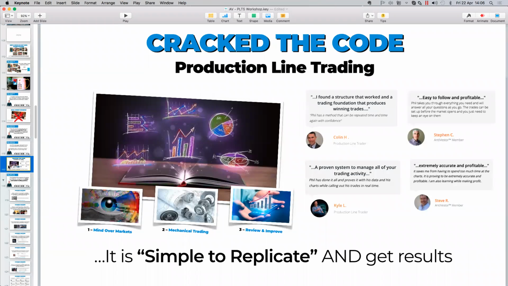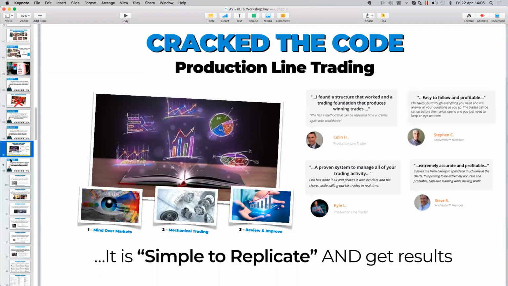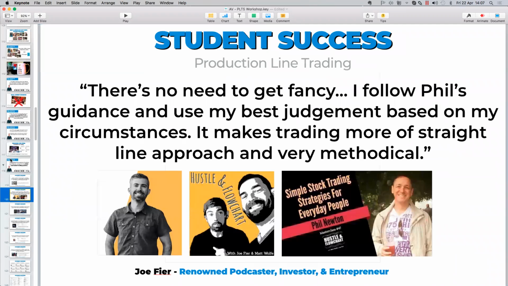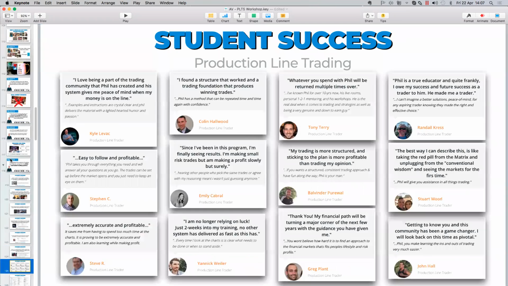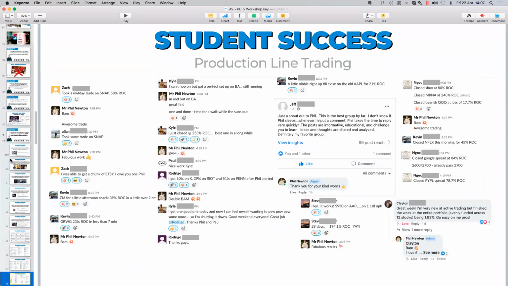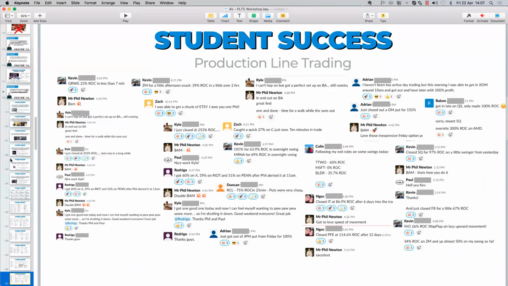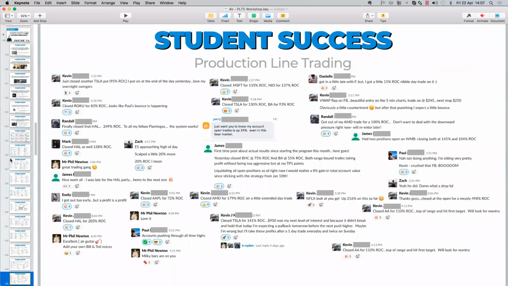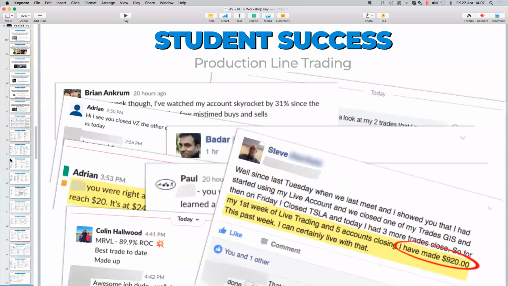The strategy that I use is, as I was alluding to a moment ago, systematized, it's rule-based. Again, you don't have to take my word for it. I've got quite literally hundreds, if not thousands, of students over the years who have said that they're getting their own measure of success, their own version of the production line results, because it's repeatable. It is a repeatable process.